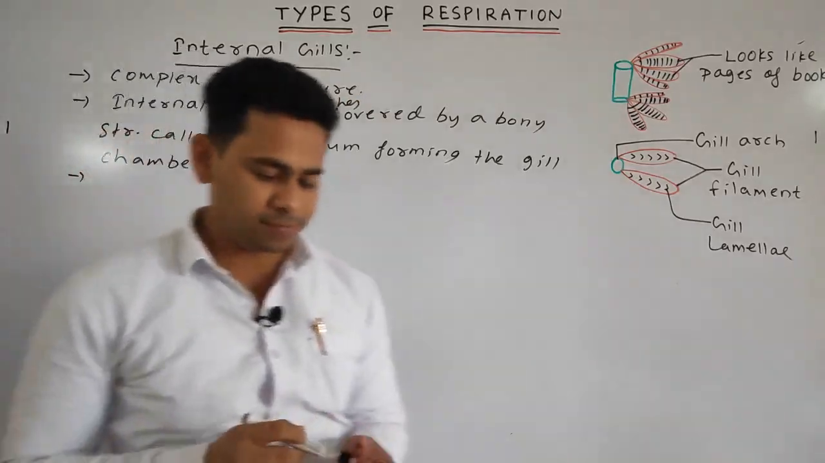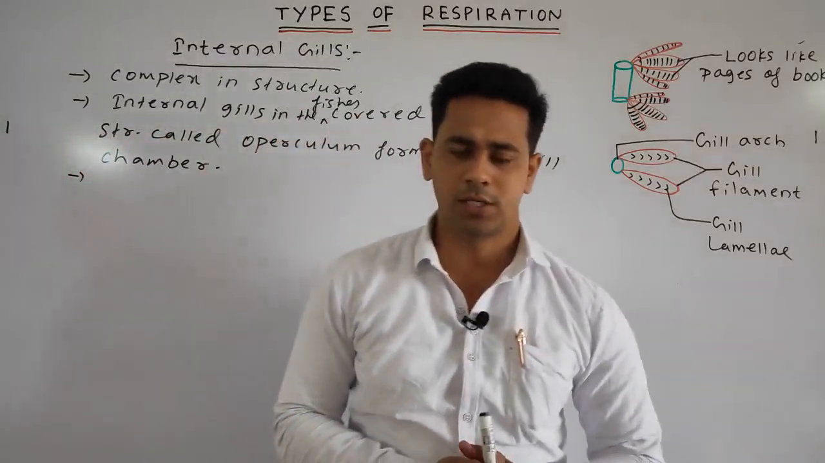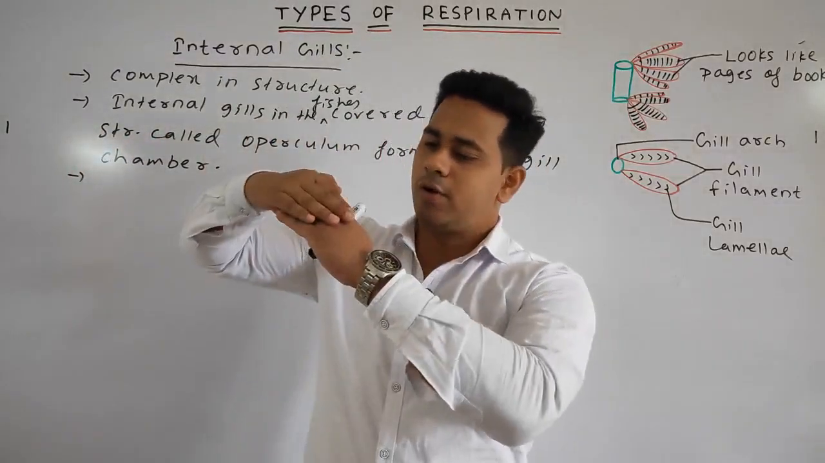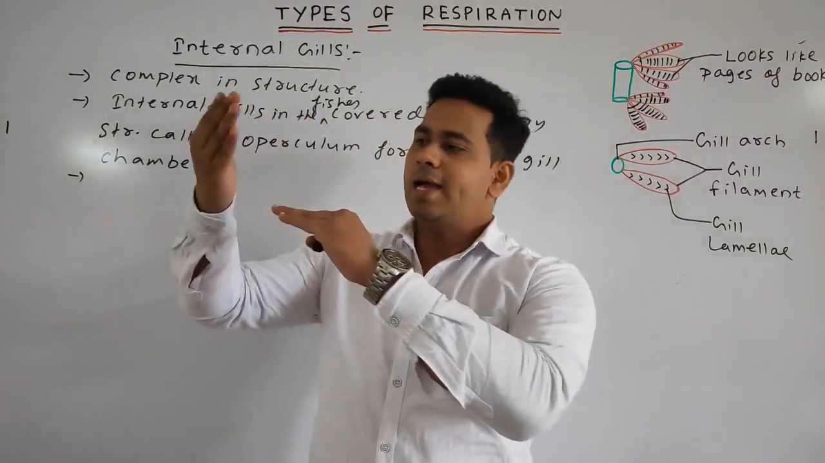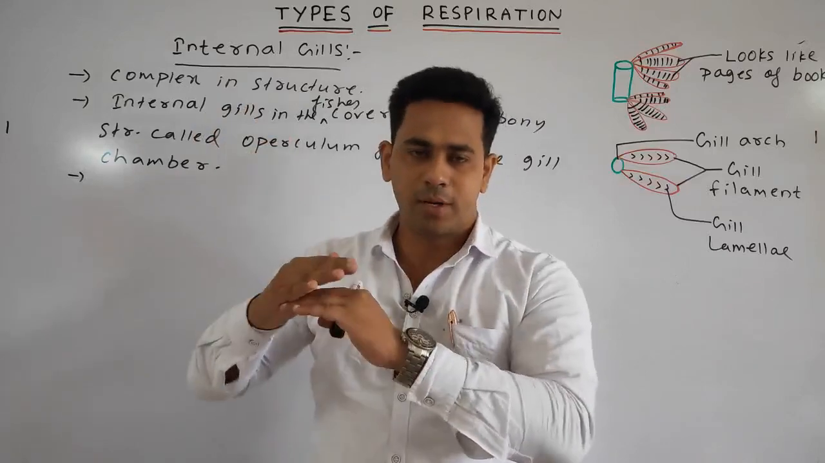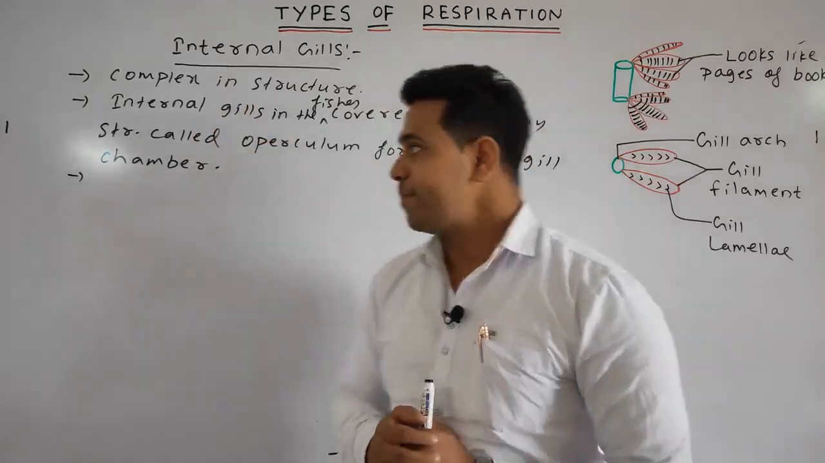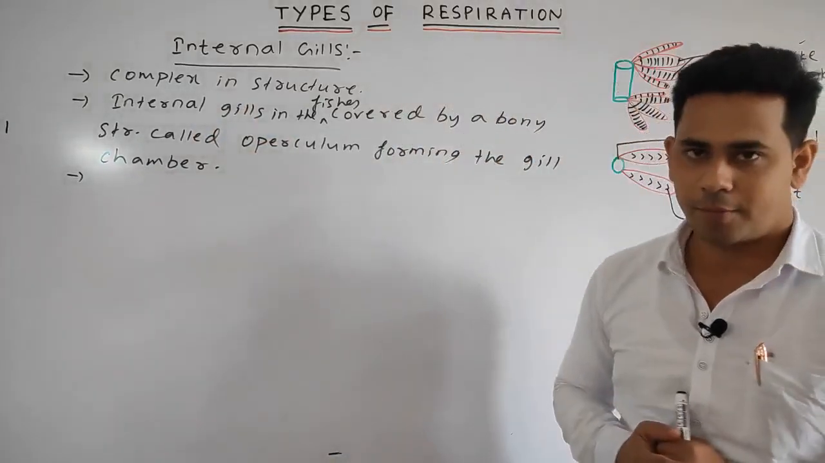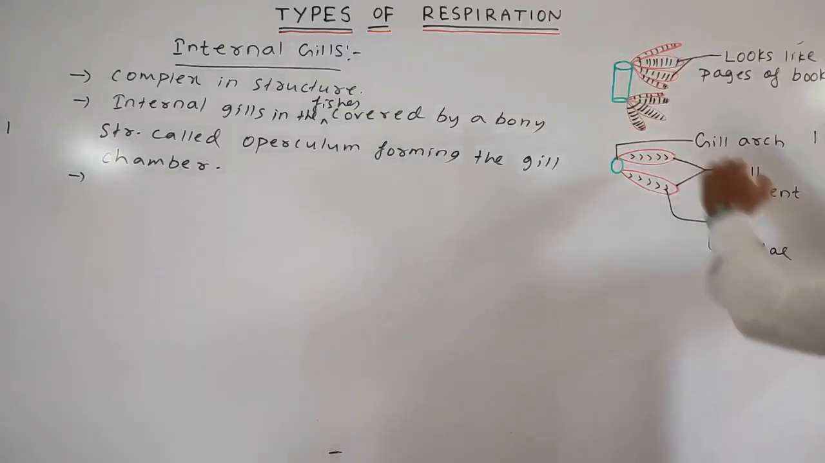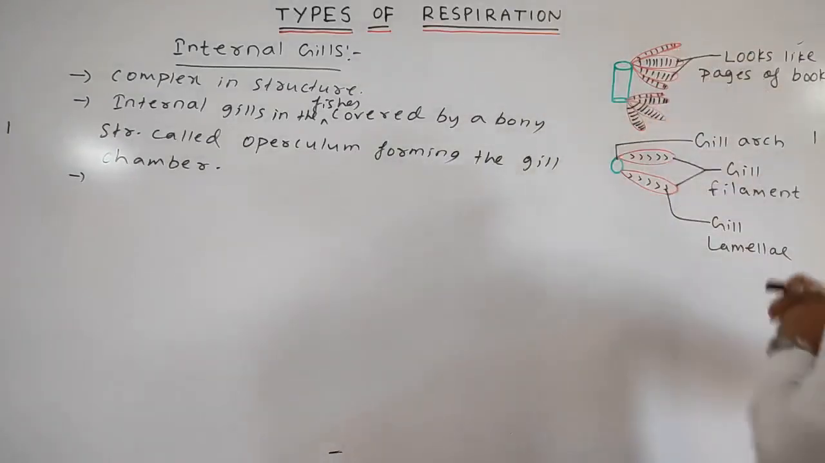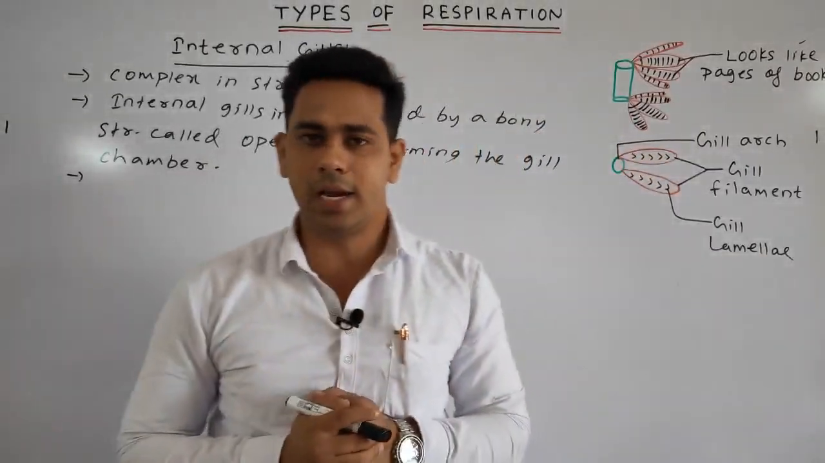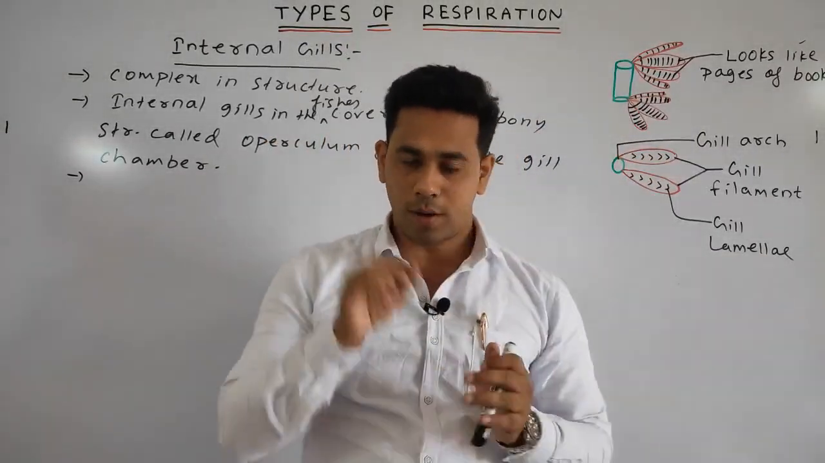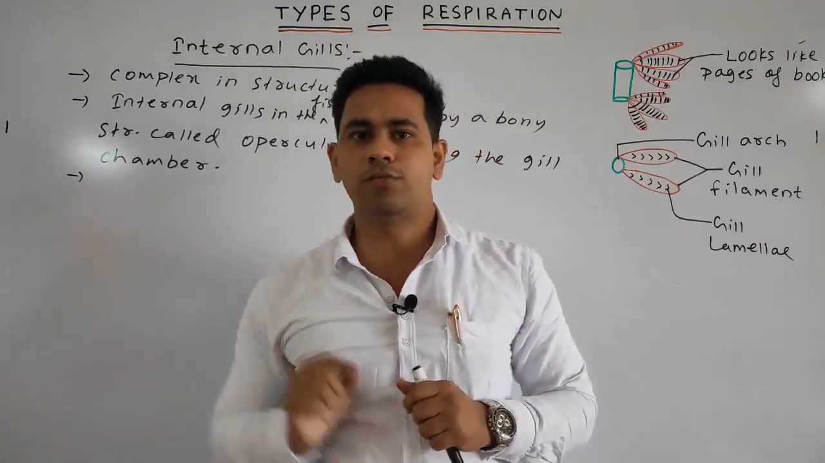You might have seen in the case of the fishes, the internal gills are being covered by a bony structure that is called the operculum. Obviously, as it covers a chamber, that is why the gill chamber is formed. Next point, as I said, the gills are arranged in such a way that they look like the pages of a book. You mark any gill, you can observe that it looks like the pages of the book.